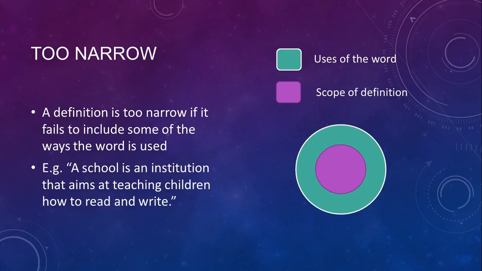Why is that too narrow? Exactly. A school of art is not included in that definition because that's not their primary aim. Or like ballet school. That's still a school. Or a martial arts school is a school, neither of which are aimed at teaching you how to read and write. So things that you would assume fall under the definition of school are not included in the definition, therefore the definition is too narrow.